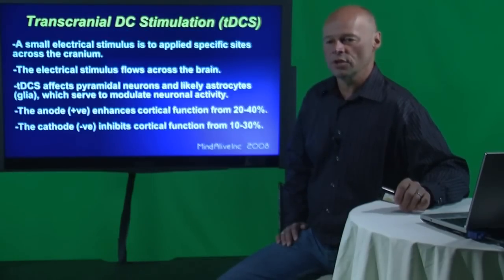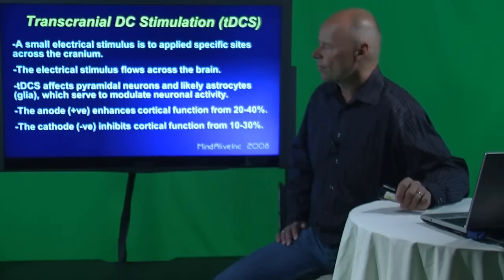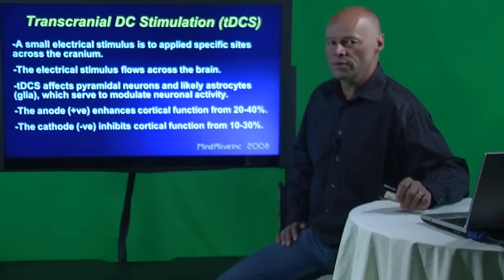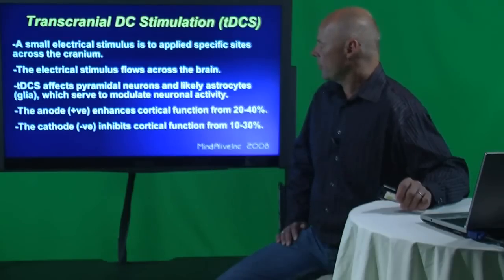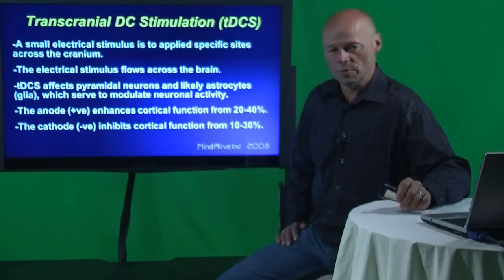Transcranial DC stimulation involves the application of a small electrical stimulus applied to specific sites across the cranium. The electrical stimulus flows across the brain. Transcranial DC stimulation affects pyramidal neurons and likely astrocytes contained within the glia, and they serve to modulate neuronal activity. The anode, or the positive side, enhances cortical function by as much as 20 to 40%, often within 1 hour. The cathode inhibits cortical function, anywhere from 10 to 30%.